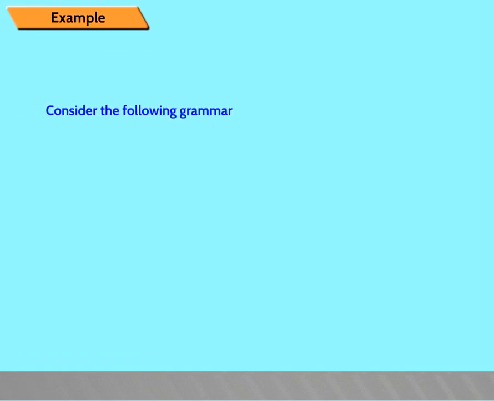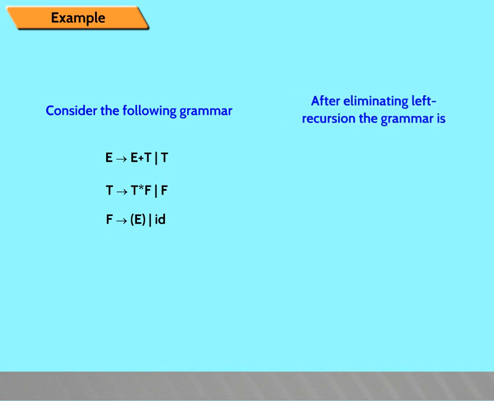Example. Consider the following grammar: E → E + T | T, T → T * F | F, F → (E) | id. After eliminating left recursion, the grammar is: E → TE', E' → +TE' | ε, T → FT', T' → *FT' | ε, F → (E) | id.